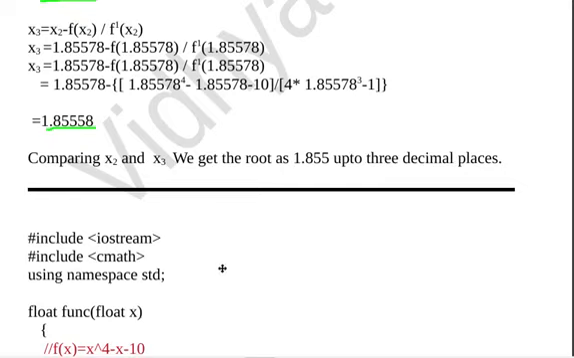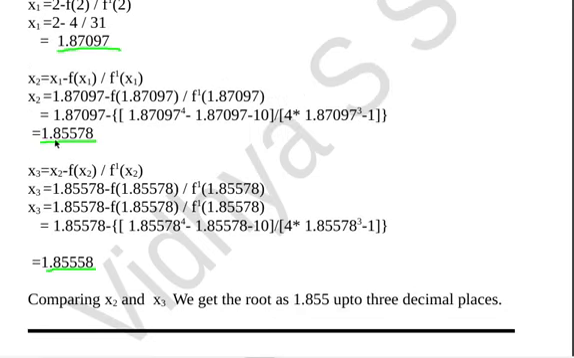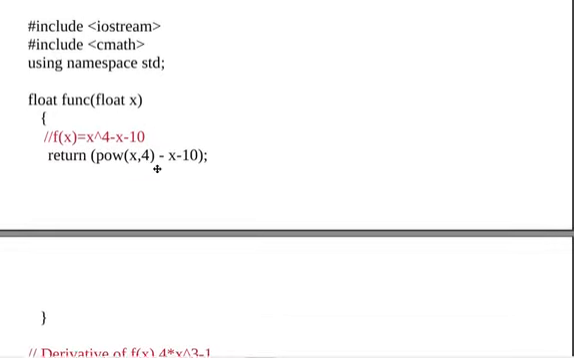For solving equations using the Newton-Raphson method, in each iteration I need to find the value of f of x1 by f dash of x1. That is, in each iteration I need to find f of x1 as well as f dash of x1. So in our program, I defined 2 functions, one for calculating f of x1, the other for calculating f dash of x1.